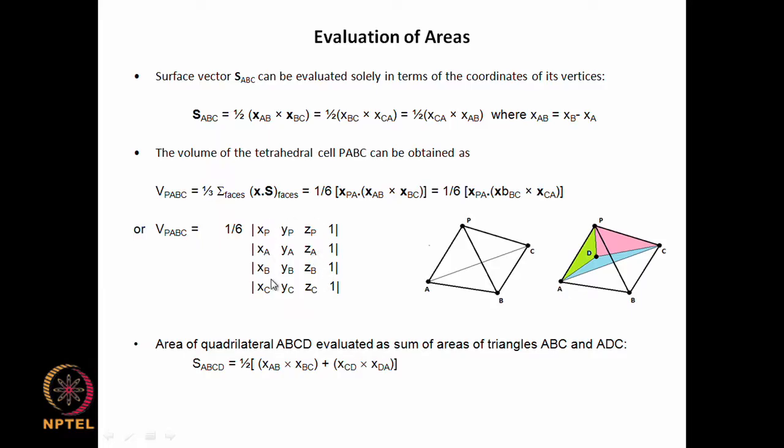If you know the vertices of the tetrahedral element, we can compute the corresponding area here. Similarly, if you have a quadrilateral as a face, then the quadrilateral area can also be evaluated in terms of xAB cross xBC plus xCD cross xDA. So if you know the coordinate positions xyz of the four corners, and if it is a triangle you can make use of this, if it is a quadrilateral you can make use of this, if it is a volume you can make use of this, and you can evaluate all these things from the vertices only.